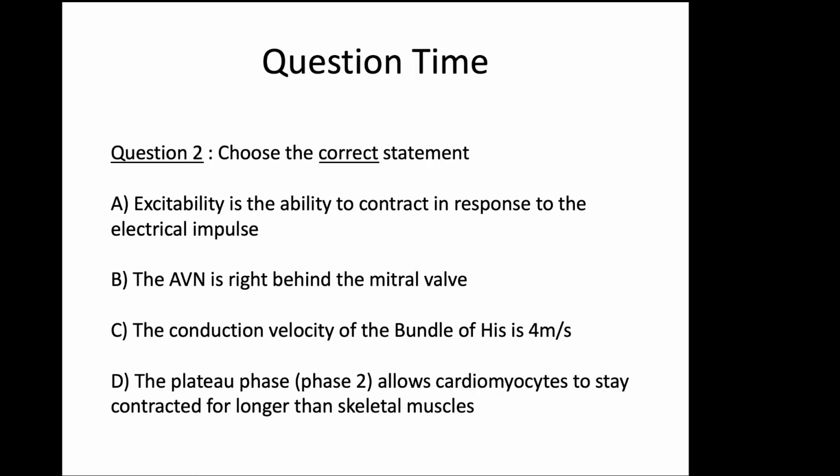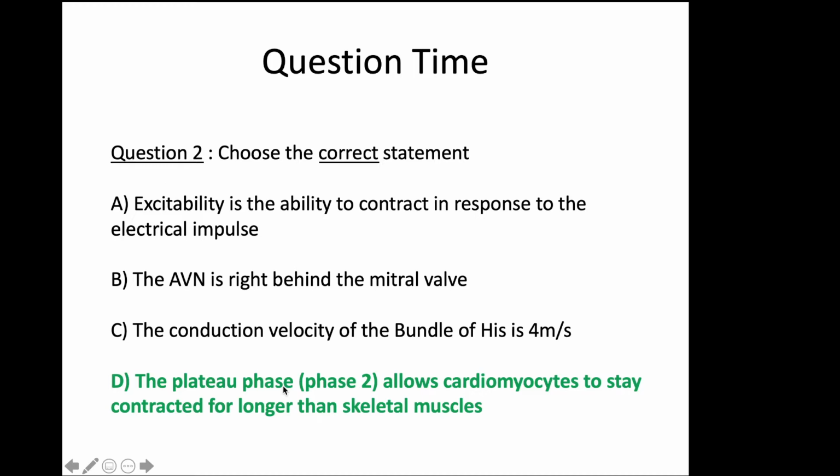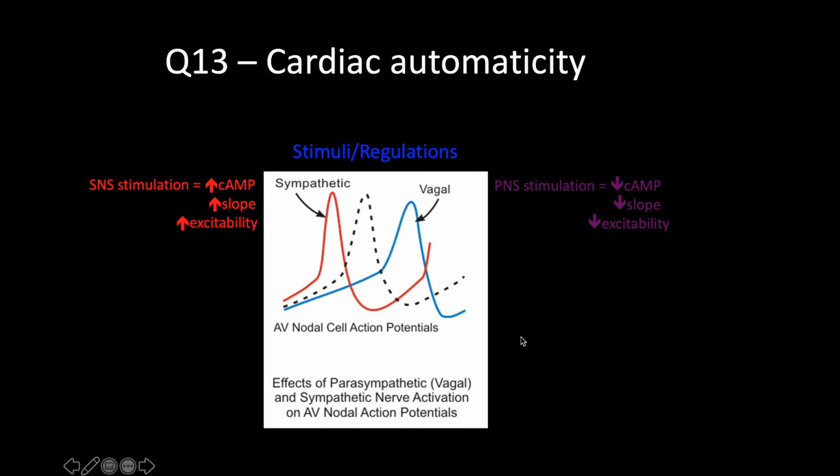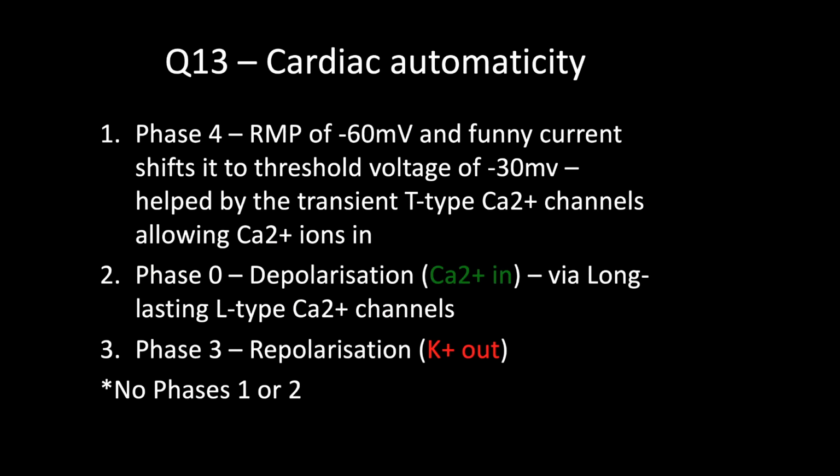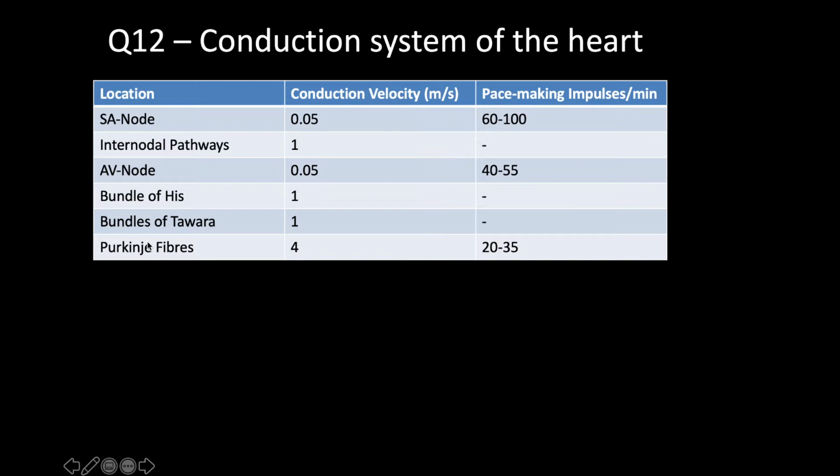All right, so the correct answer is D, of course, because the plateau phase two allows cardiomyocytes to stay contracted for much longer than skeletal cells. These are all incorrect statements, and I'll explain why. Because C, the conduction velocity of the bundle of His is 4 meters per second. That's incorrect. It is 1 meter per second, as we have here. Purkinje fibers have a conduction velocity of 4 meters per second.